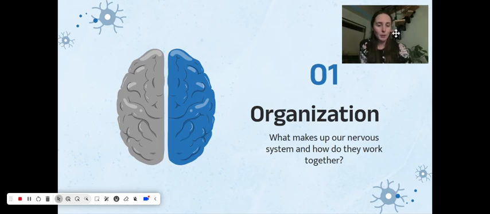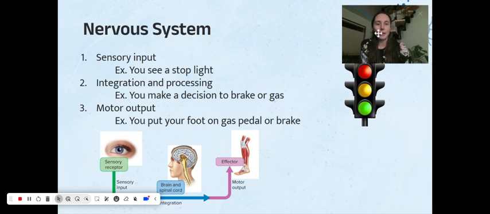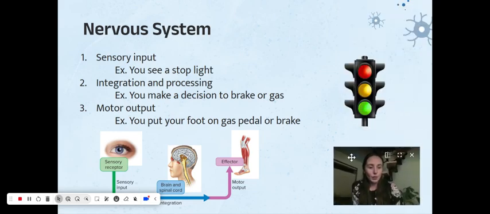All right, the first one we're going to talk about is organization. So we're going to look at how our nervous system is made up, how do the things that are part of it, how do they work together, and keep us going each and every day. Just for this first part, we're going to think of all parts of our nervous system existing in really 3 steps.